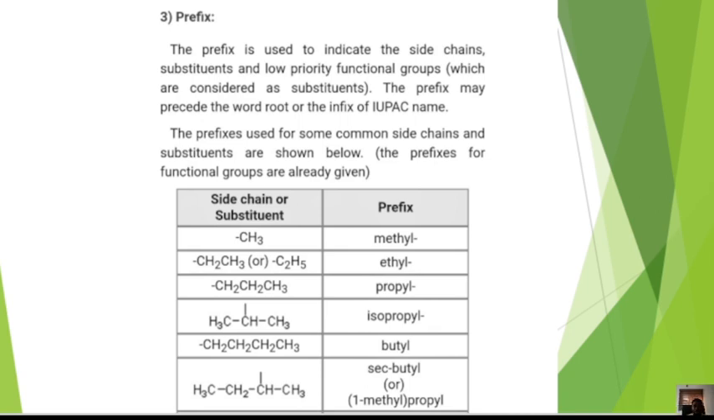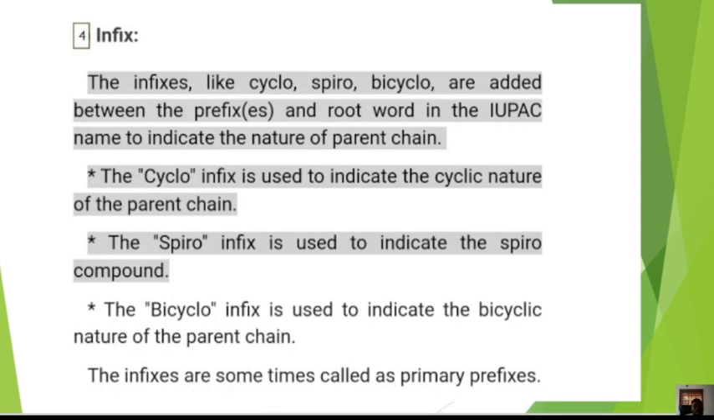Now, moving ahead, a prefix may precede the word root or infix of the IUPAC name. So it is important to note that the prefix comes first in the IUPAC name. Prefixes used for some common side chains, substituents include CH3 is the methyl, that's the ethyl, the propyl, and so many more we're going to be seeing. With that said, finally, we'll talk about the infix before we get into the rules for naming.